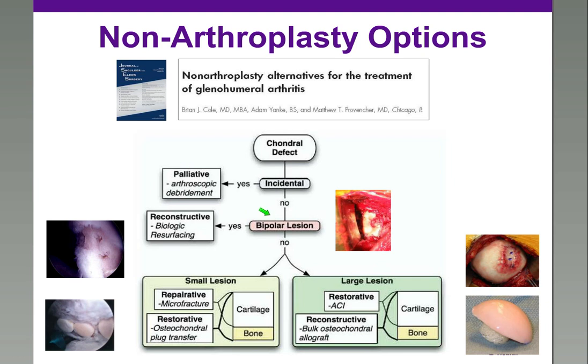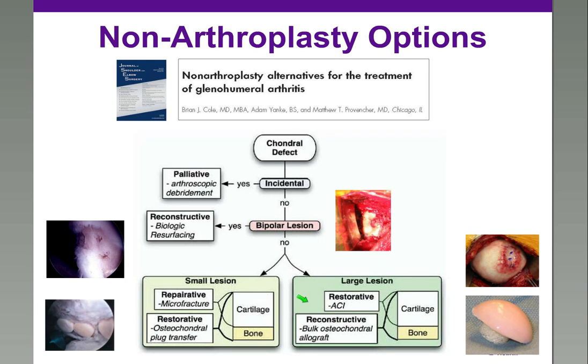If it's more extensive and it's more of a bipolar glenohumeral arthritis than just an incidental chondral lesion, there was a period of time where this approach called biologic resurfacing was utilized. If we're talking about focal lesions affecting either the humeral head or the glenoid surface, if the lesion is small, you can consider a reparative approach like a microfracture, similar to what we're doing in the knee. Or if it involves the underlying subchondral bone, you can consider more of a restorative approach with an osteochondral plug transfer, whether it be an autograft or an allograft.